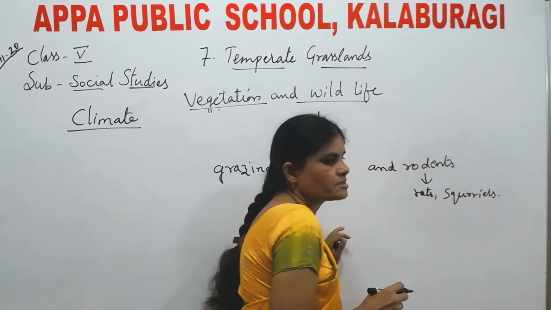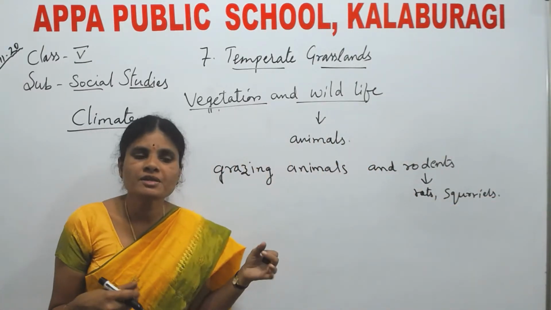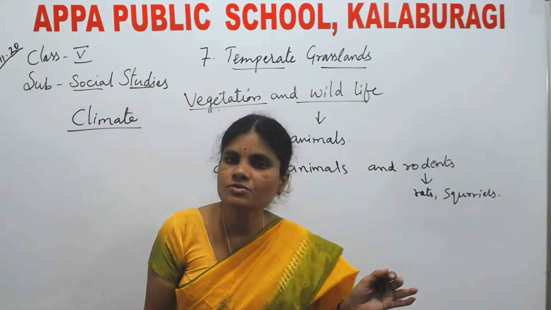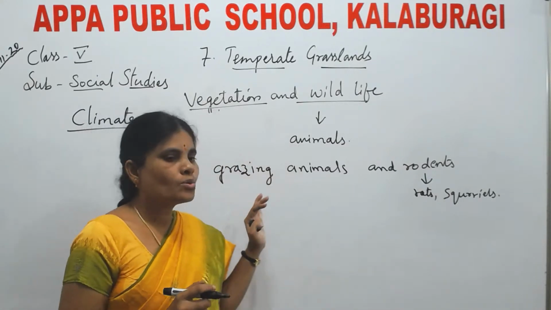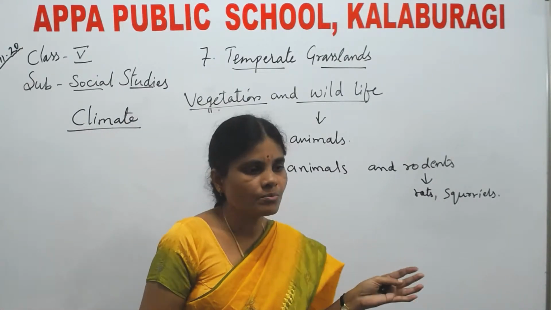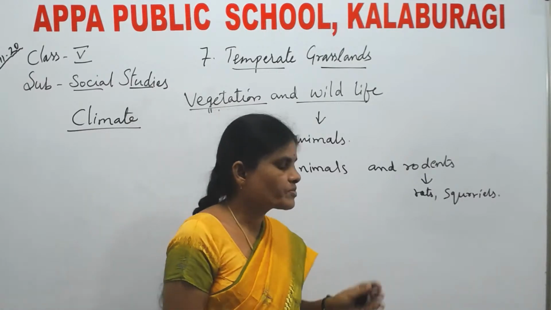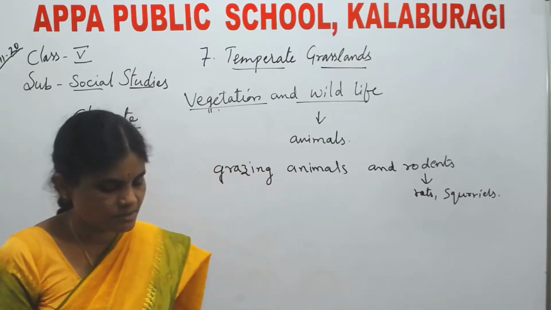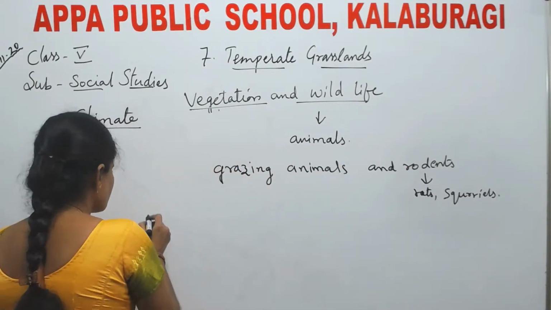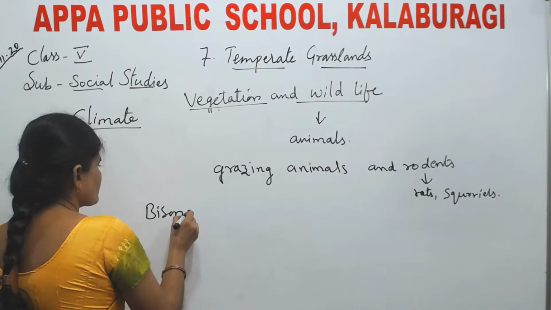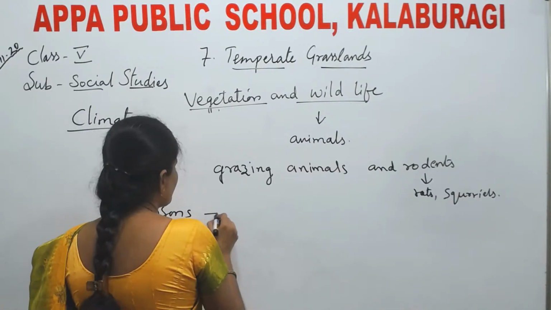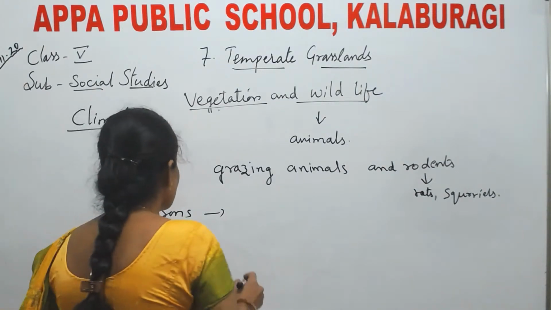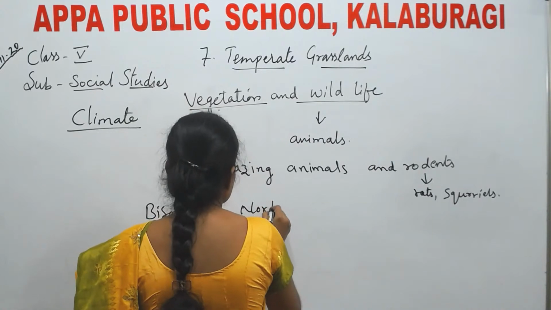Rats and squirrels. What are mammals? In the previous lesson I told you mammals are nothing but the animals which give birth to their young ones of their own kind, and they feed them their own milk. They are called mammals. Here, these are the animals found in temperate grasslands. And bisons are commonly found in North America.